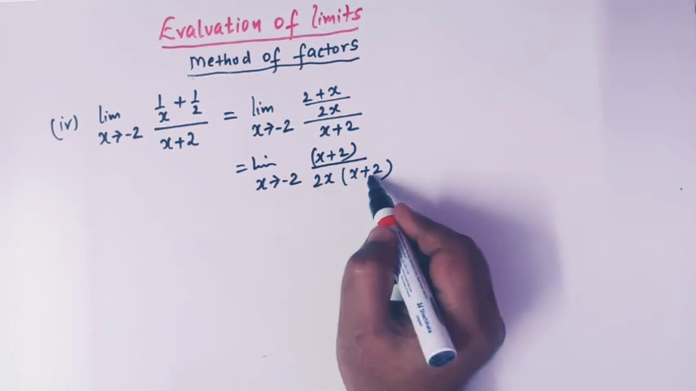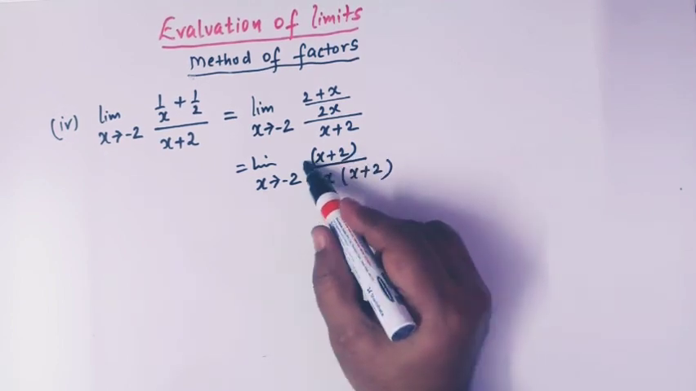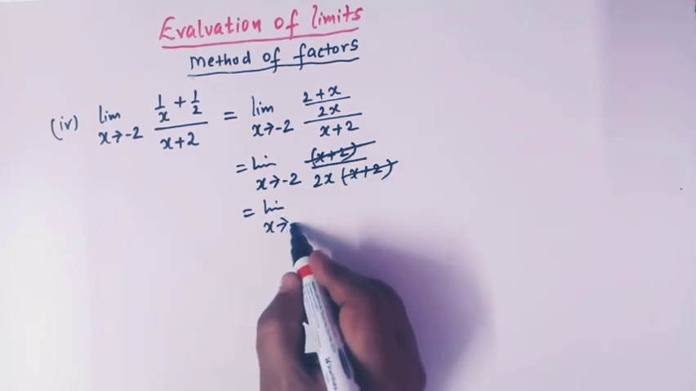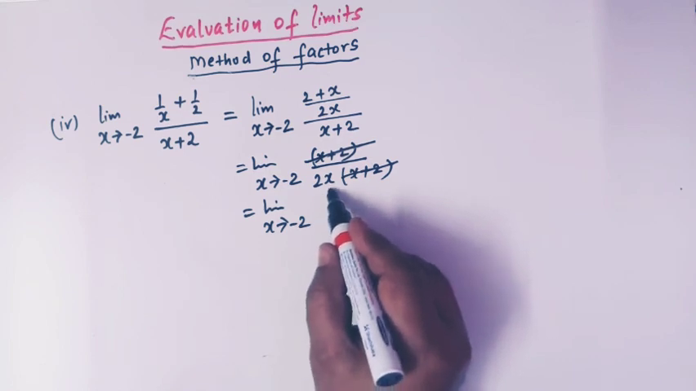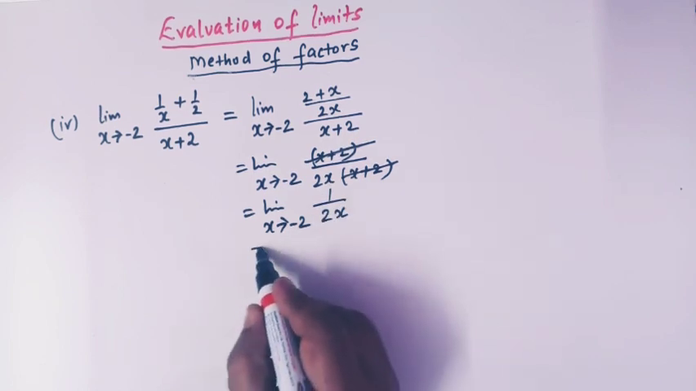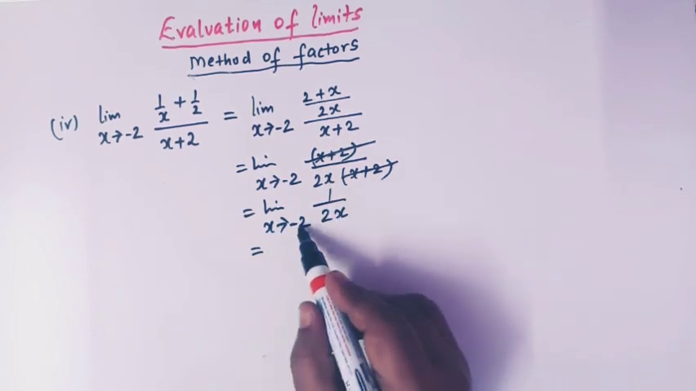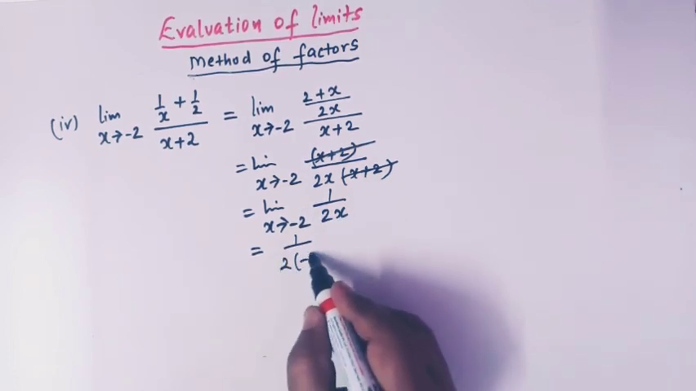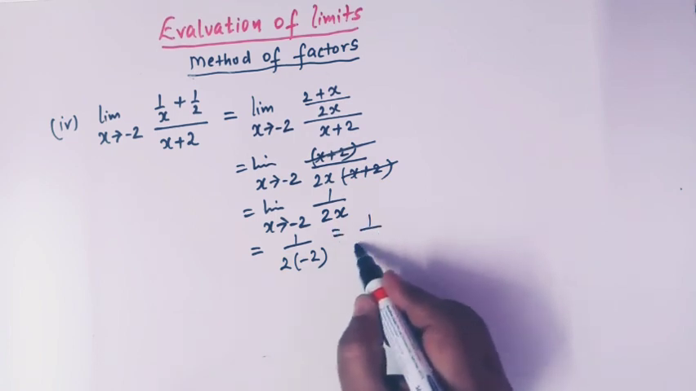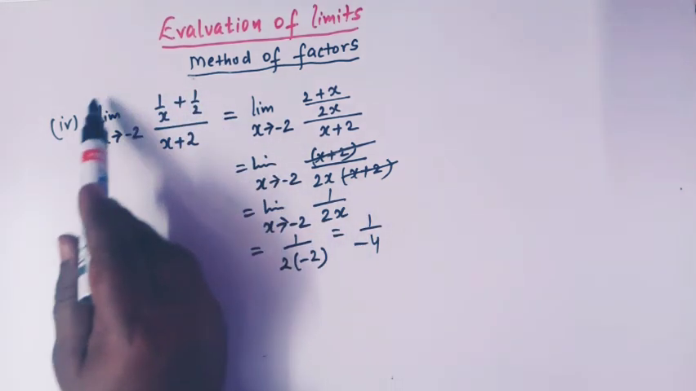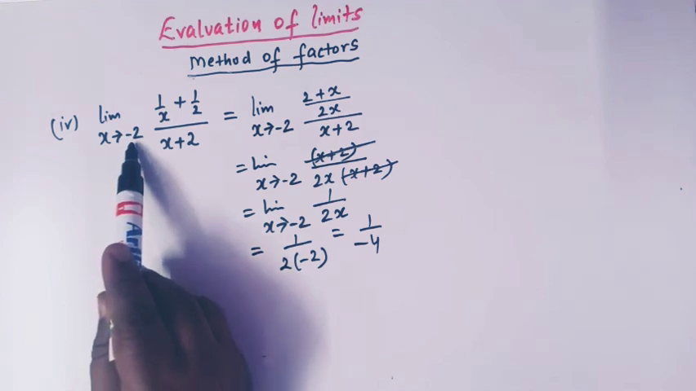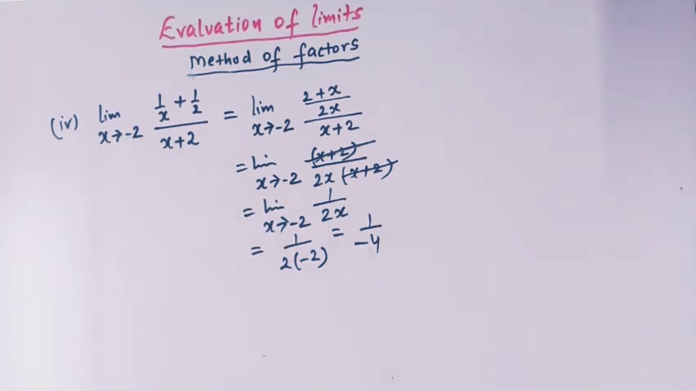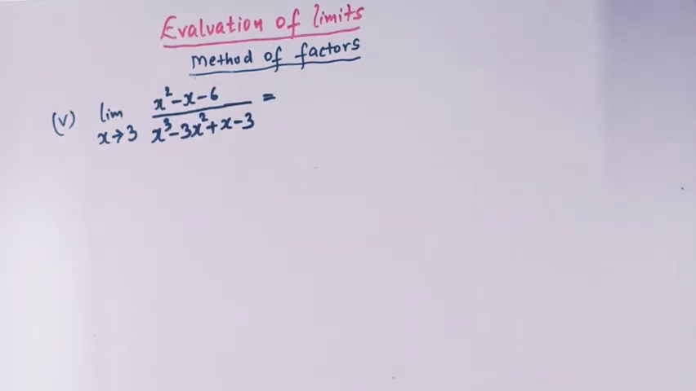So here x plus 2 and x plus 2 get cancelled, and we have limit x tends to minus 2 of 1 over 2x. Now we can substitute the value of x as minus 2 here, so we have 1 over 2 times minus 2, that is 1 over minus 4. So the limit of this function when x approaches minus 2 is 1 over minus 4. Now let us take one more example.